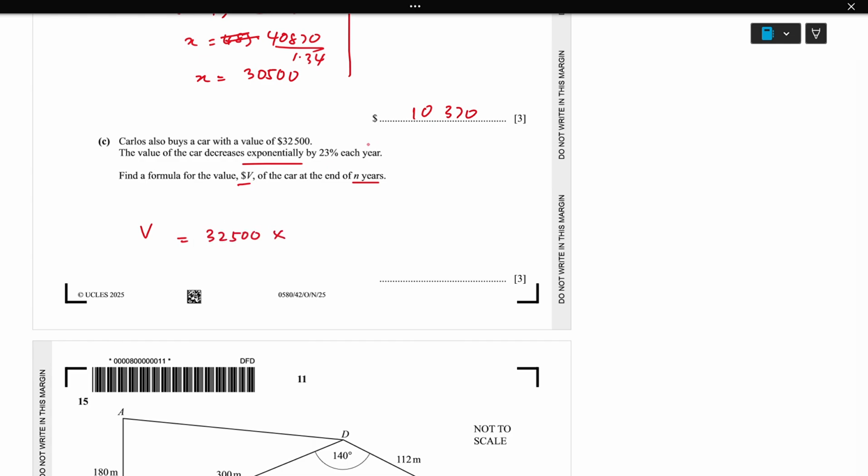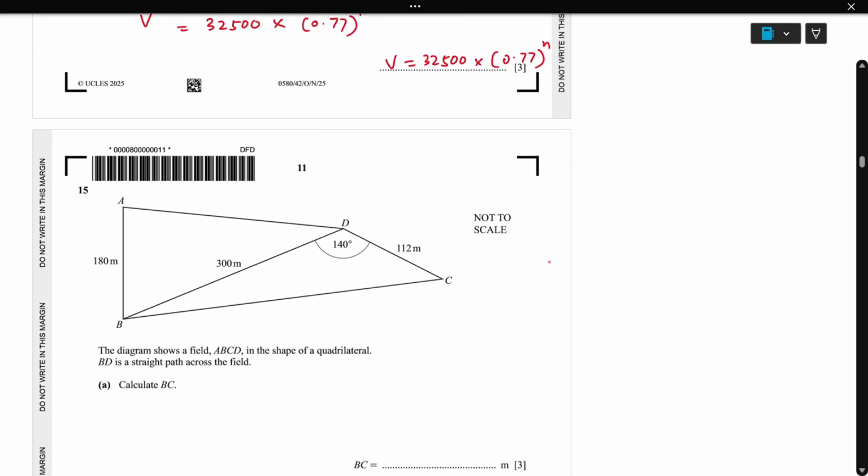32500 times, it depreciates, so we need to subtract 100 minus 23, which is 77. So 77 percent, so 0.77. How many years? So n years. Here they asked only for the expression, so V equal to 32500 times 0.77 to the power n. That's it.